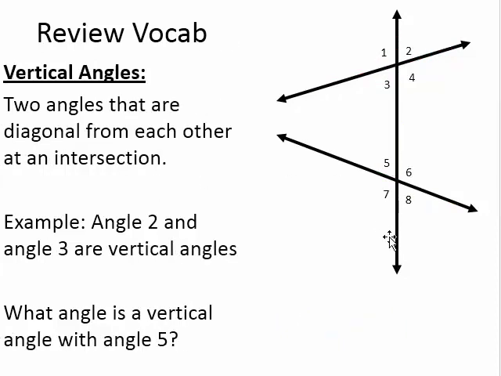And vertical angles. Vertical angles are two angles that are diagonal from each other at an intersection. So they're right next to each other, sort of. Not diagonal like we looked at before, but let's take a look at a couple of examples. So angle 2 and angle 3 are vertical angles. Notice the vertices of those angles meet where angle 2 and 3 touch. So they're vertical angles. They're diagonal from each other. As are angle 5 and angle 8, which are also vertical angles.